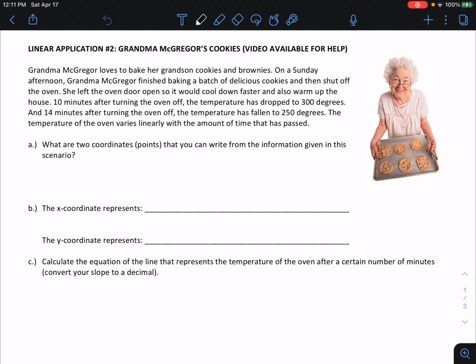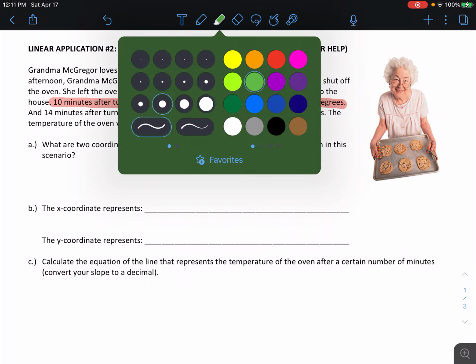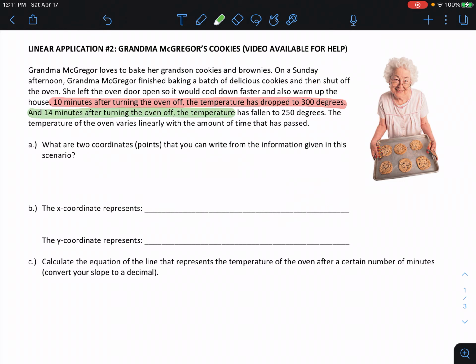Okay, so we need to come up with a couple of points, and if we look at the first one, 10 minutes. After 10 minutes, the oven has dropped to 300 degrees, and after 14 minutes, the oven has fallen to 250 degrees. So we're going to make 2 points that are going to look like this: (10, 300), and (14, 250).